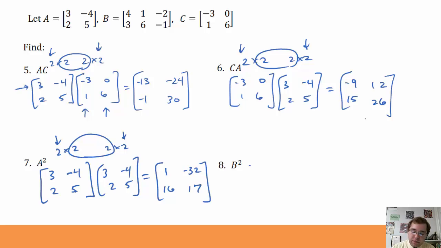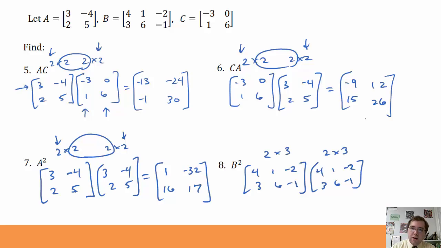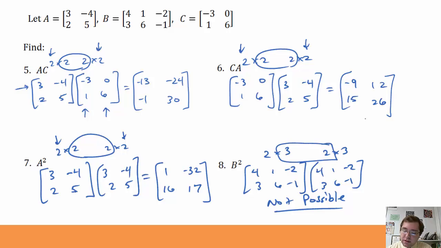B squared. That'll be 4, 1, negative 2, 3, 6, negative 1 times 4, 1, negative 2, 3, 6, negative 1. Check it. 2 by 3 times a 2 by 3. Can't do it. Not possible. That's all I write, and I'm done. Why can't I do it? Because the middle numbers don't match.